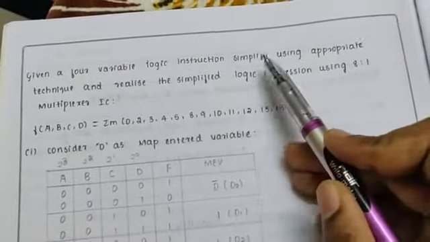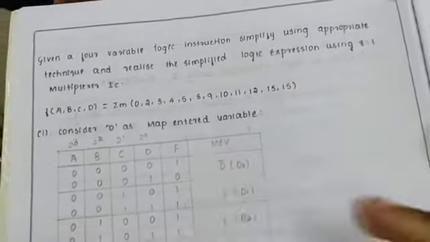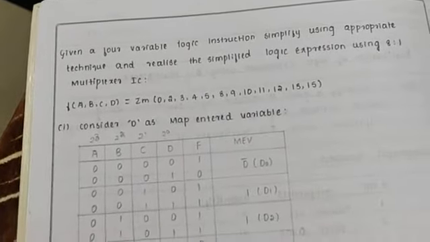So let me show this one, okay. Look at here. Given a 4 variable logic expression, simplify using appropriate technique and realize the simplified logic expression using an 8:1 multiplexer, okay. So this is the expression they are given, f of ABCD summation of m, and they have given the min terms, okay.